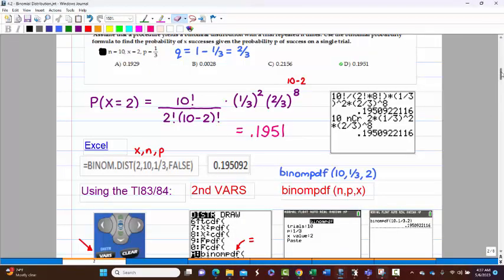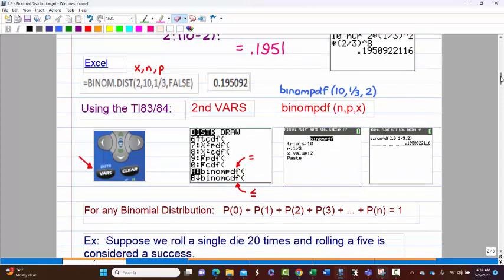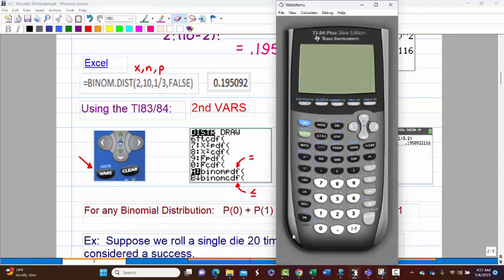In the calculator, you hit second, and then this vars button right here, because right above that vars in blue is the DISTR you see right there. So you hit second, vars, and it brings up the DISTR. We scroll down.